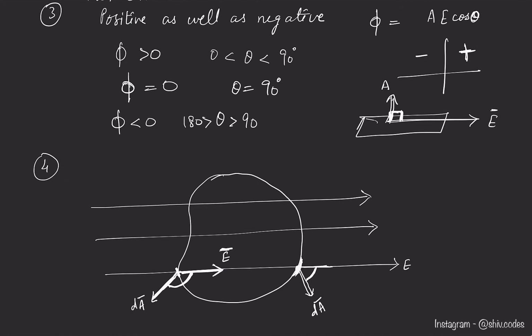So the net flux through this surface is the sum of the flux through every point on the surface. At any given small area dA, the flux is E dot dA, and we have to sum this flux for all small dAs on this surface. So the net flux is basically the integral of E dot dA.